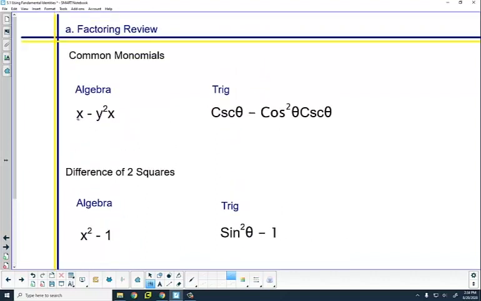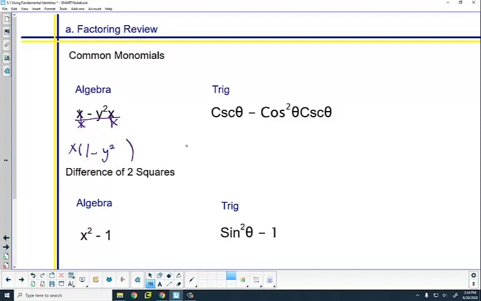So if you have two monomials, something like this, something that doesn't really product sum well, you take a look at what's common. So what variable is common in x minus y squared x? You would say the x is in common. So you're going to factor out or divide out the x. When you divide the x out of both terms, we end up with 1 minus y squared times 1, and I'm not going to write the times 1 because it's just y squared. So you end up with x times 1 minus y squared.